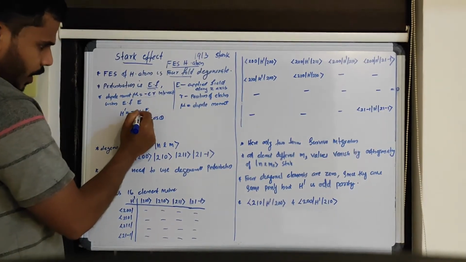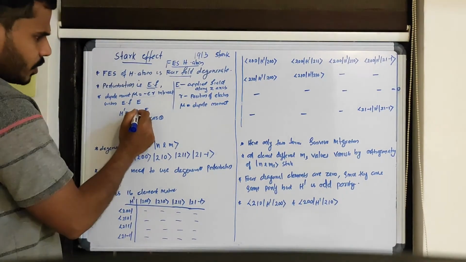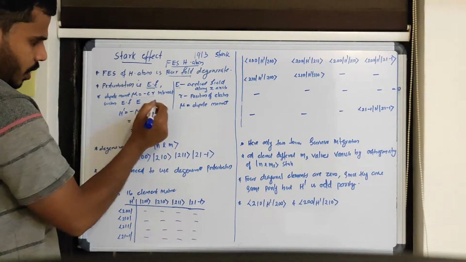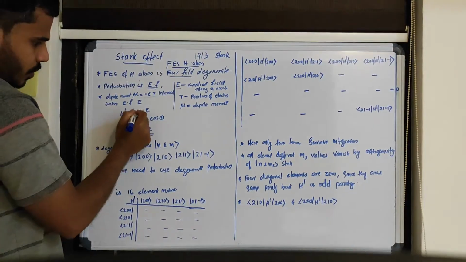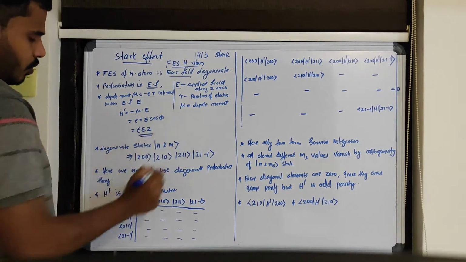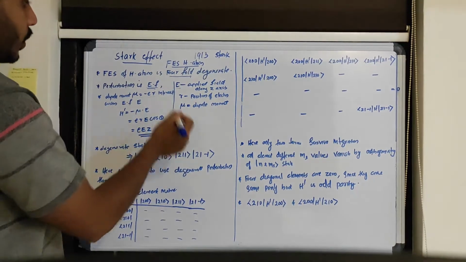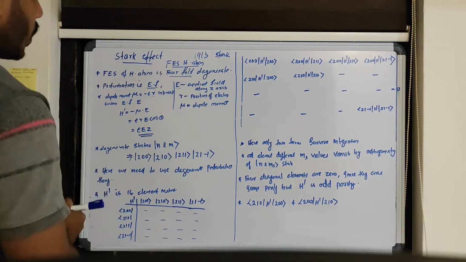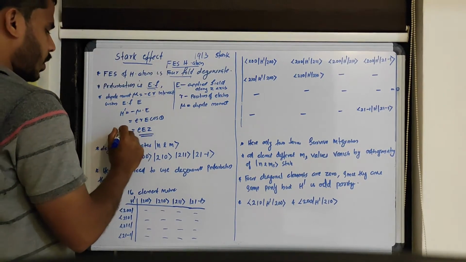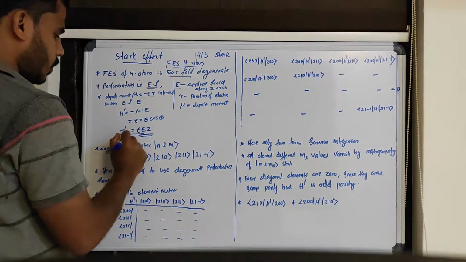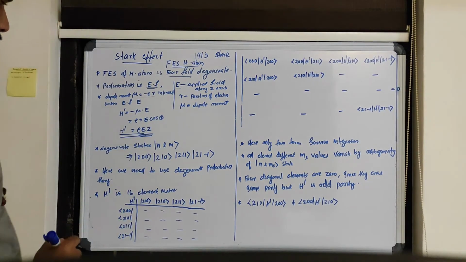So H prime, the perturbation, is equal to minus mu dot E, in the A dot B form. Mu is equal to minus e R, so the minus signs cancel, and we get e E R cos theta. R cos theta is the Z term, because we are applying the electric field along the Z axis. So H prime equals e E Z. This is the perturbation.